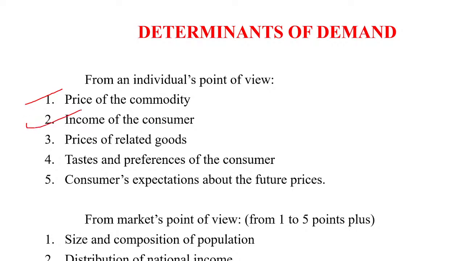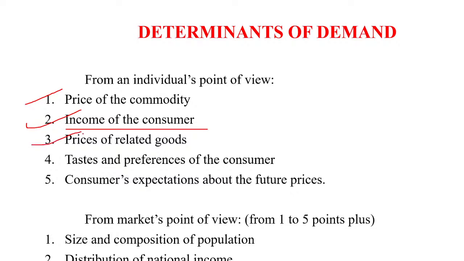Number two, income of the consumer. You understand, when price is going up, demand will go down. When the price is going down, demand will go up. Income of the consumer means the customer's income. If the customer's income increases, then demand would also increase. If the consumer's income decreases, demand will also decrease.